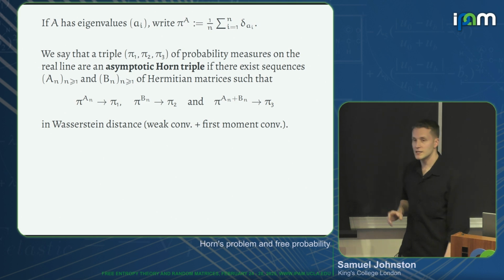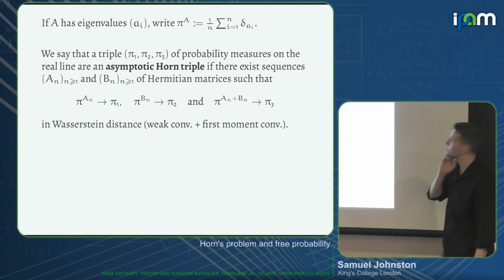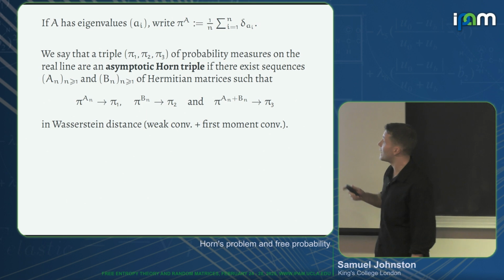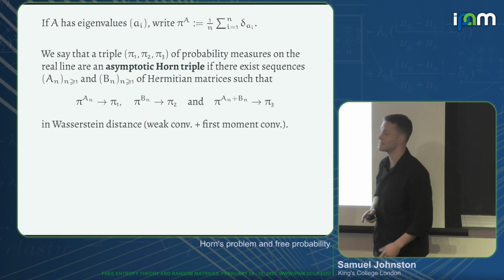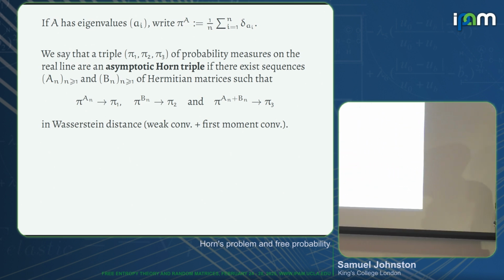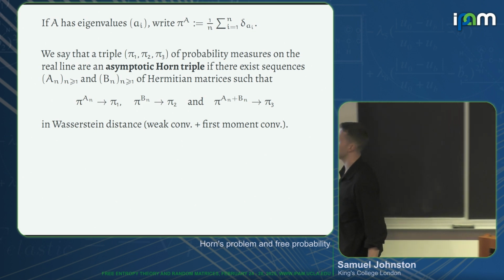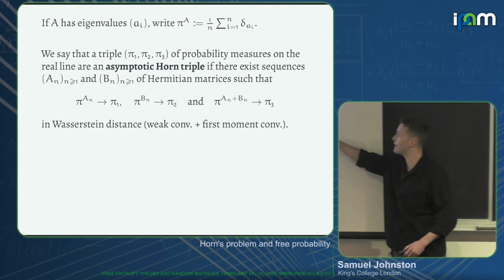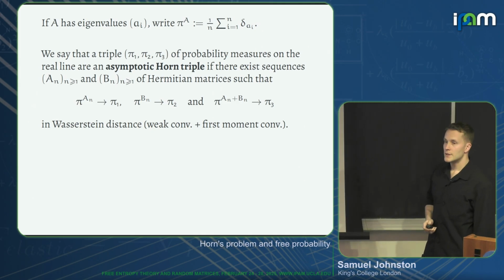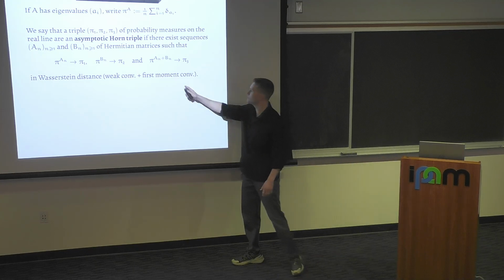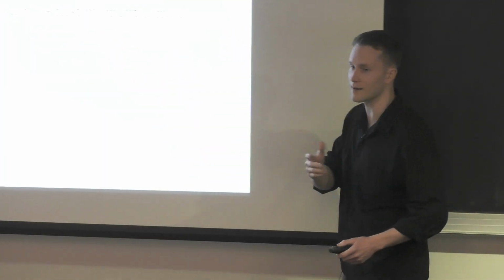Okay, so a more precise formulation of this problem is what we call asymptotic Horn triples. A triple pi1, pi2, pi3 of probability measures is an asymptotic Horn triple if they occur as limits of empirical spectra of matrices A, B, and A plus B. And when I say this limit, this is taken in Wasserstein distance, which is weak convergence plus some conditions involving moments, which rules out any funny business happening. You're not assuming compact support? No, I'm not, but I am assuming that pi1, pi2, pi3 have finite expectation. But if you assume compact support, you can get rid of this here. Yeah, exactly.